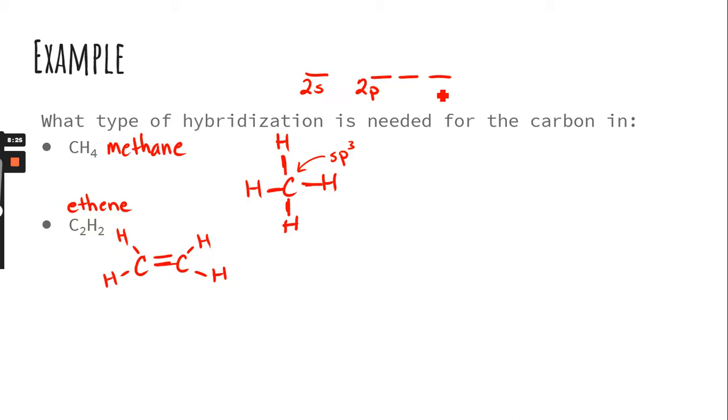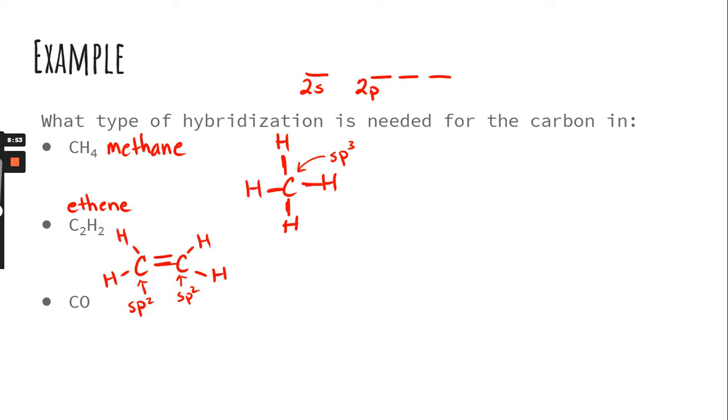So I don't need all of these orbitals. I just need 3 of those orbitals. So this carbon then becomes sp2 hybridized. So 2 p's and 1 s to make them all equal. This carbon over here, since it's symmetrical, it's the same thing. It has 2 hydrogens and then the carbon. So it is also sp2 hybridized.